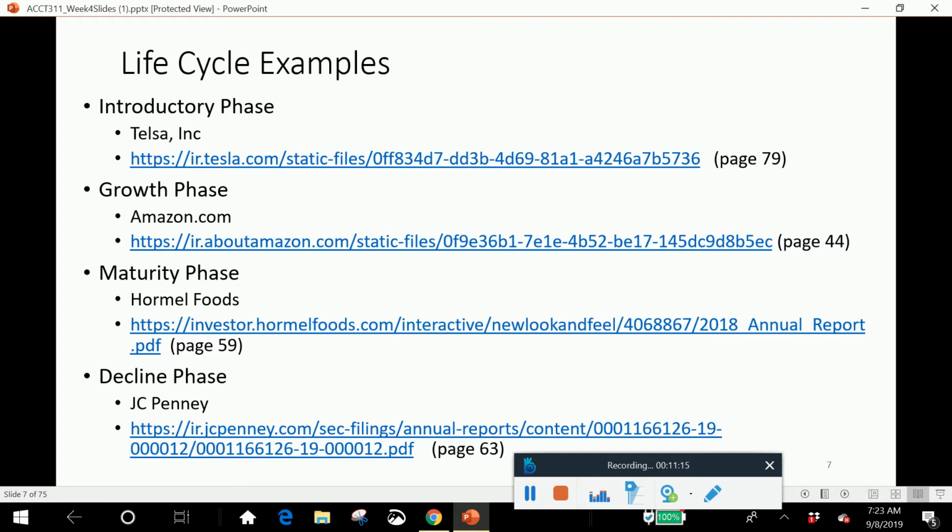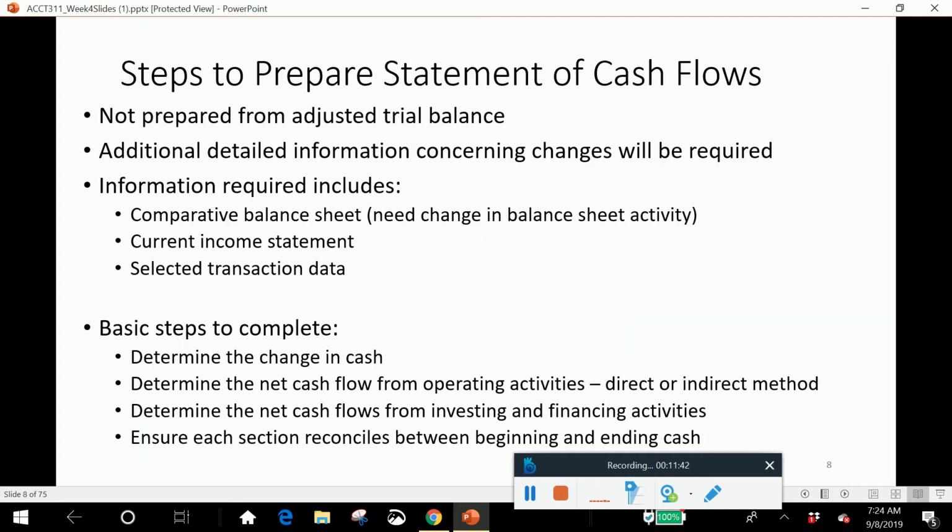Maturity phase, Hormel Foods, right? They've been around for a number of years. They've got a solid product offering. They're just kind of going along full steam ahead. And then decline phase is JCPenney, and I believe JCPenney is going bankrupt. So they're really struggling to stay afloat, and so we're likely to see their demise.